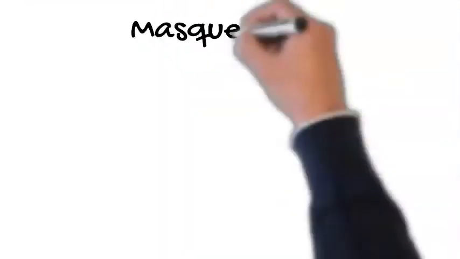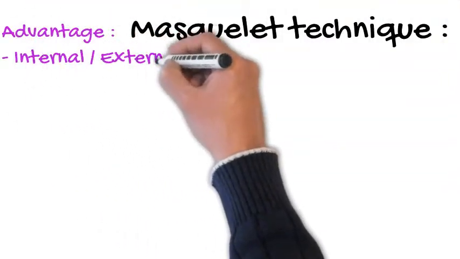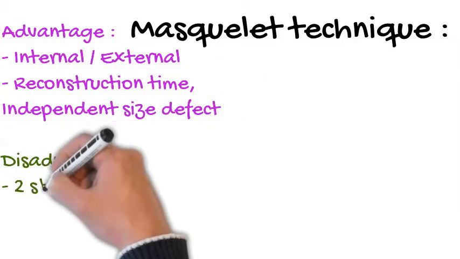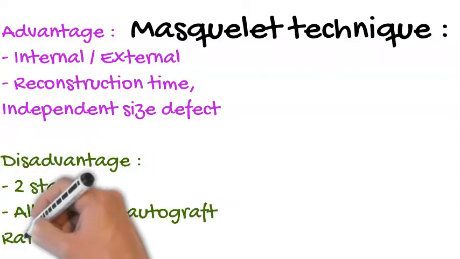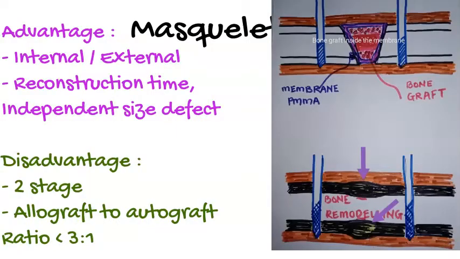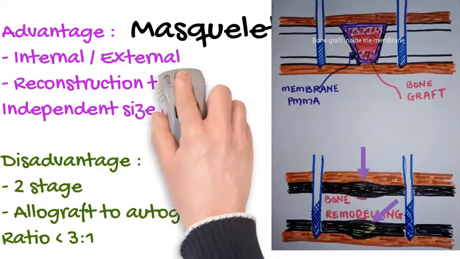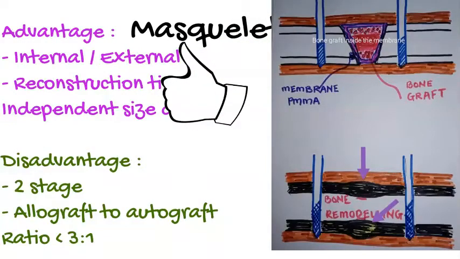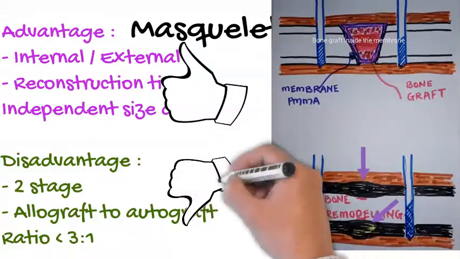The advantages of Masquelet technique include that internal or external fixator can be used. Reconstruction time is independent of the size of the defect. The disadvantage is that it is a 2-stage technique. The ratio of allograft to autograft should be less than 3:1.